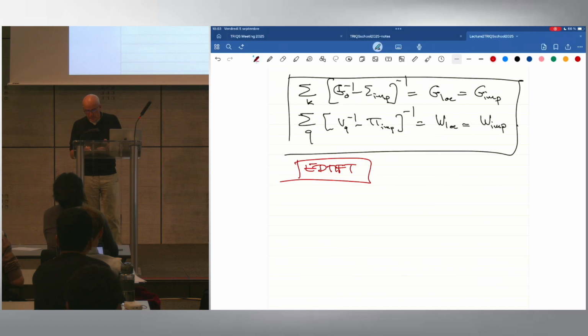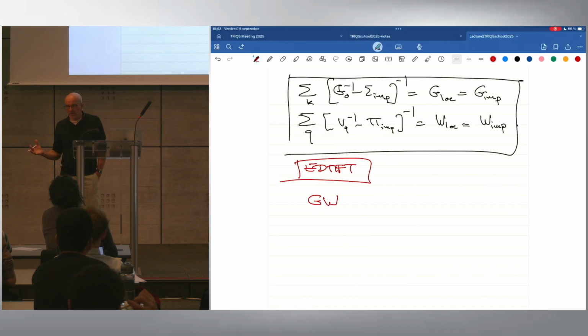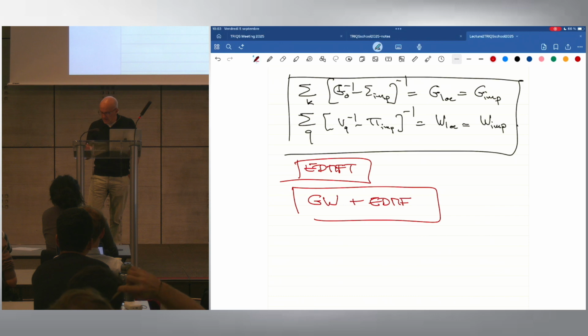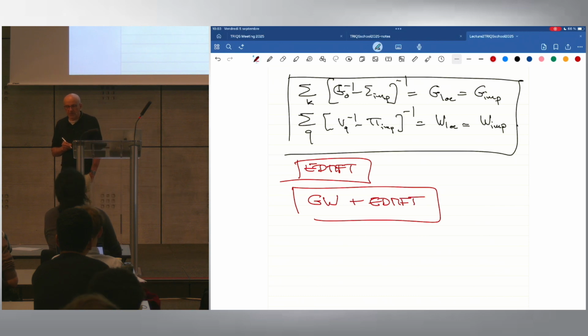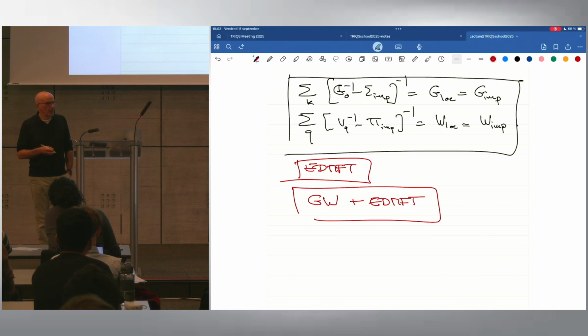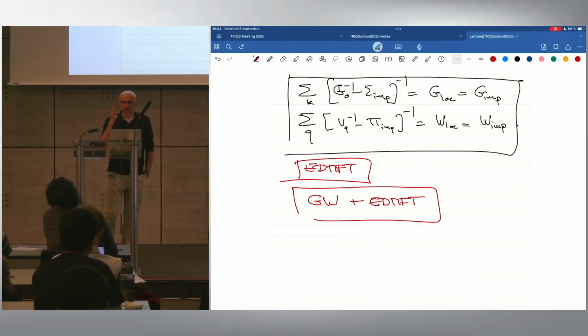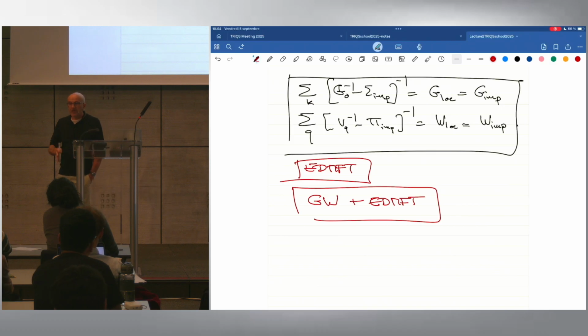So the route to follow, to apply these ideas to a solid, is not just to do EDMFT, but to use the GW approach to electronic structure, which is a buzzword for self-consistent RPA, and combine it with EDMFT. And you will see that, at least formally, this approach consistently treats both the question of screening and solves, at least in principle, conceptually, the question of the double counting.